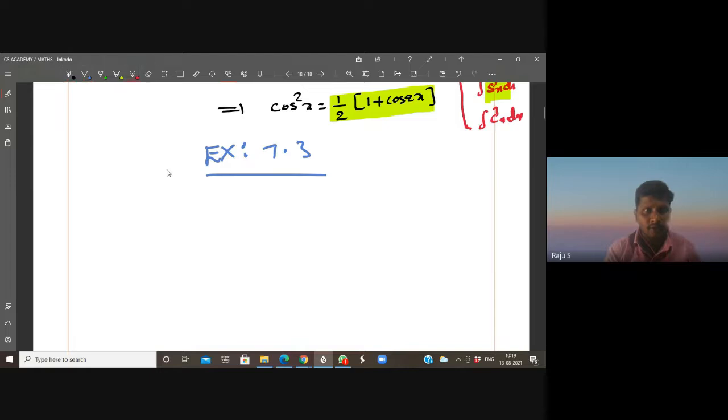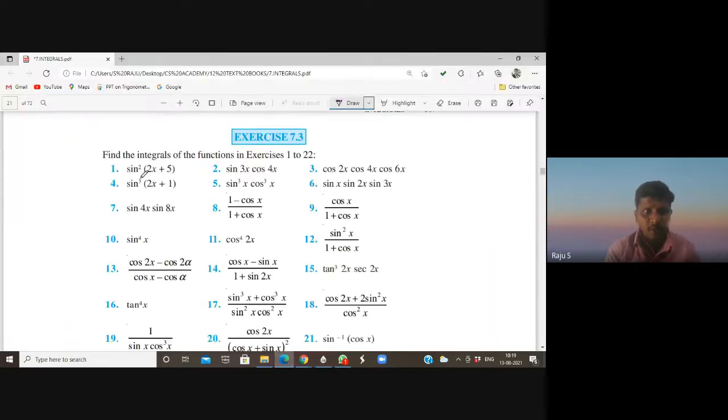Fine. The first question. See, sine square, we don't know. Sine cube, we don't know. A product of two different functions. Product of three different functions. Here we can use some trigonometric identities. First, before that, for question number 2, multiply and divide with 2.